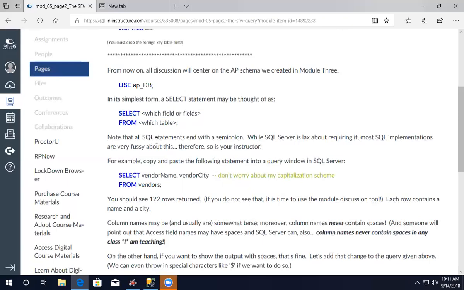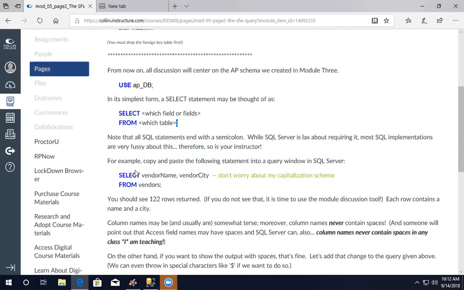Okay. Notice that all SQL statements end with a semicolon. While SQL Server is lax about requiring that semicolon, most implementations are very fussy about this, and therefore, so is your instructor, i.e. me. If you forget the semicolon, the first couple of times you'll get a message from me, hey, semicolon, semicolon. Then I'll start taking points off or something. So I'm fussy about it. For example, this one ends in a semicolon. If I forgot that semicolon, our system wouldn't have any problem with it. Your teacher will.